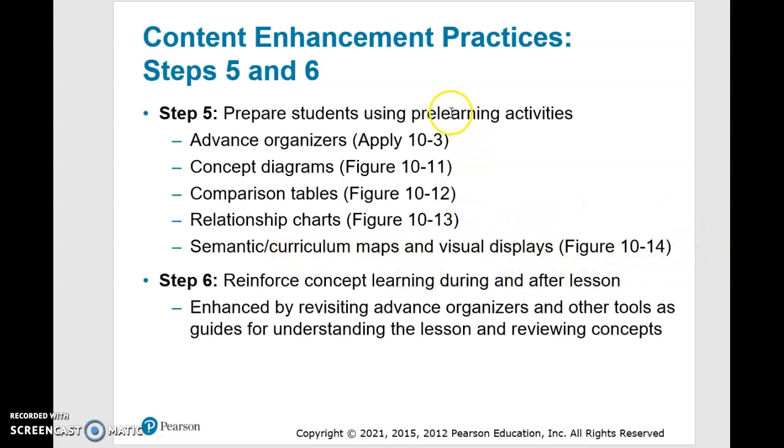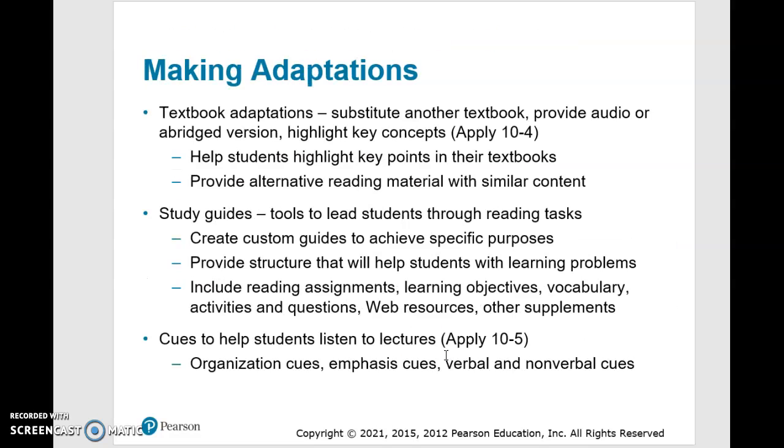So take a few minutes and look through all of these figures and Apply 10-3 in the textbook, because there are some really great ideas, and I will show you a few of these as well as we go forward with this chapter. And then step 6, reinforce concept learning during and after the lesson. So you want to think about revisiting advanced organizers, when you're done, during the lesson and after the lesson. Go back and look at what you did a week before or whenever you started, when you were getting ready to start that chapter. All right.